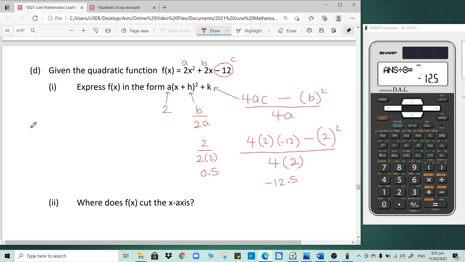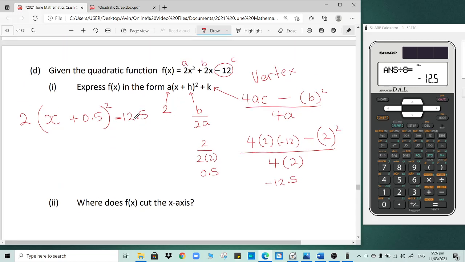So let's write our final answer. A is 2, open brackets, x plus h, which is 0.5, and k is minus 12.5. And that's our final answer. We have just expressed this quadratic in what we call vertex form.